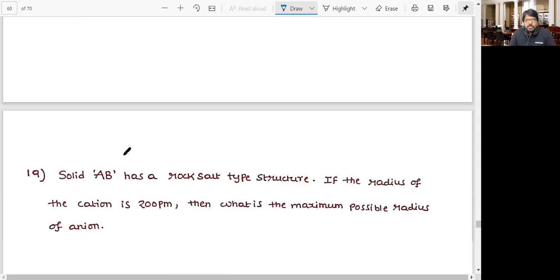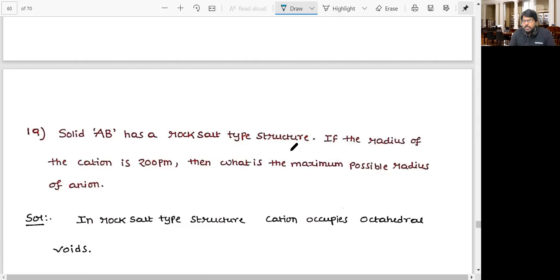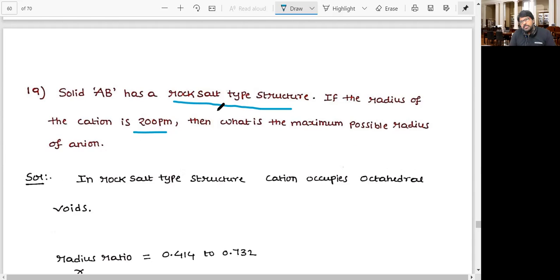And the next one. The solid AB has a rock salt type structure. If the radius of cation is 200 picometers, then what is the maximum possible radius of anion? Maximum is asked. So the radius of anion will be maximum if the radius of cation is minimum. That logic I'm using. Here, rock salt type structure means which void? Octahedral void. What is the range of octahedral void? 0.414 to 0.732.